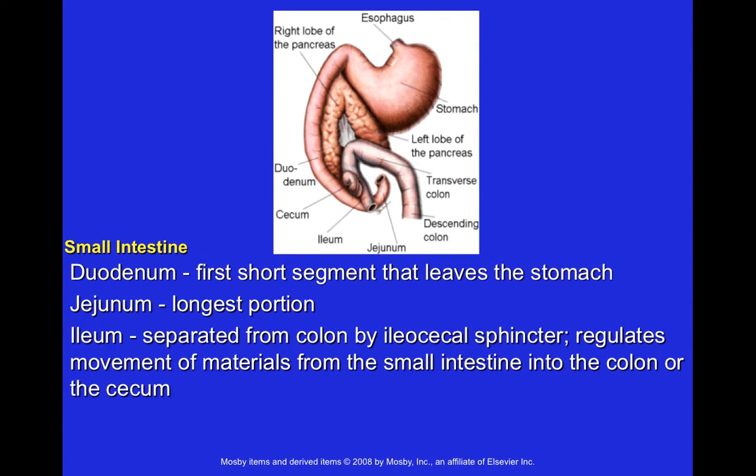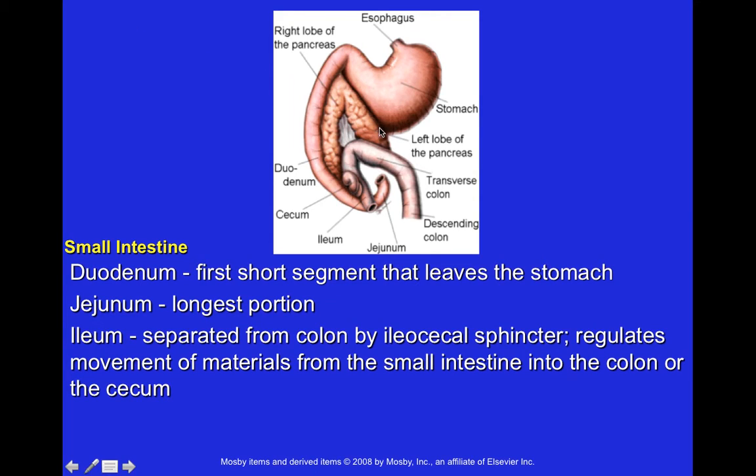All right, small intestine. So the duodenum is the first short segment that leaves the stomach. The jejunum is the longest portion, and the ileum is separated from the colon by the ileocecal sphincter, and that regulates the movement of materials from the small intestine into the colon or the cecum. So that specifically is the ileocecal sphincter.